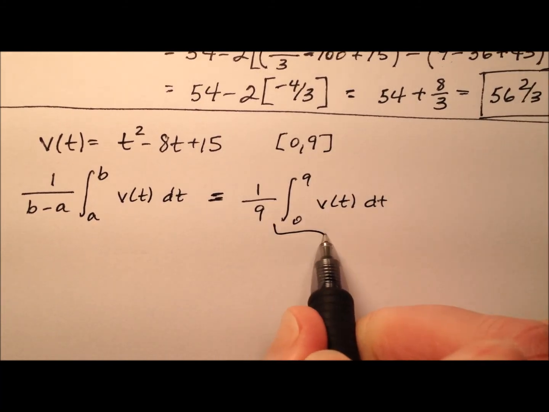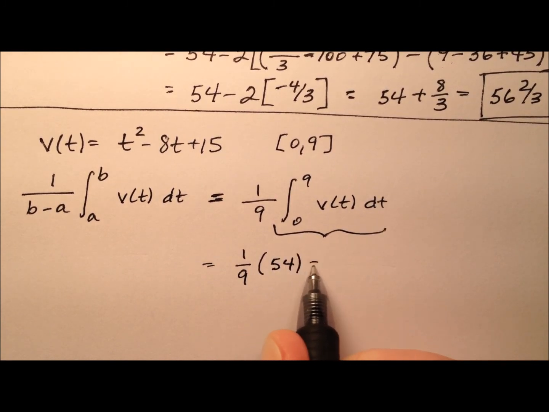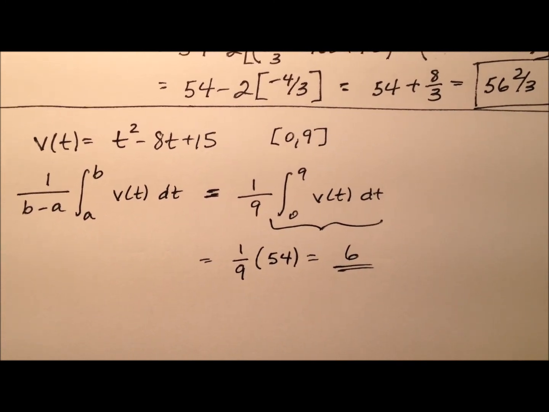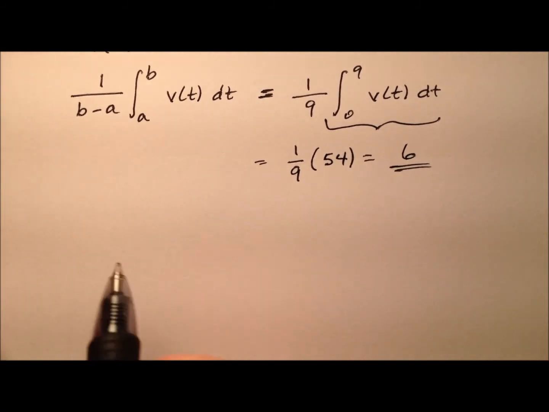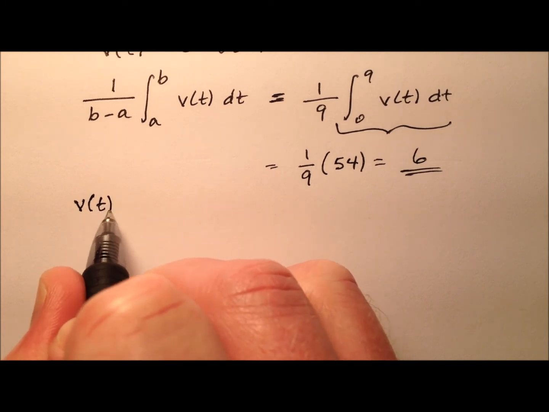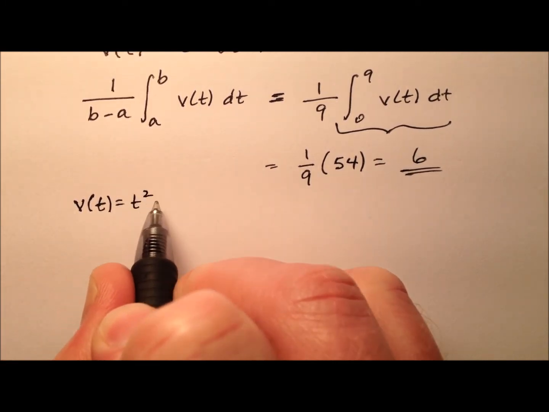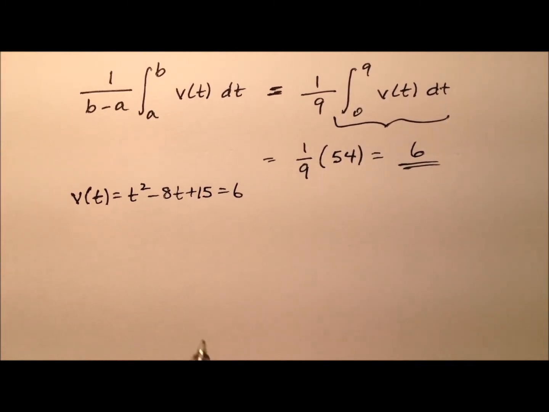Well, I've already done this several times. We know this is 54. So 1/9 of 54 is 6. So our average velocity is going to be 6. So when does this velocity occur? Maybe when and where? For the time, you have your velocity function right here, which is t squared minus 8t plus 15. I want to set that equal to 6.